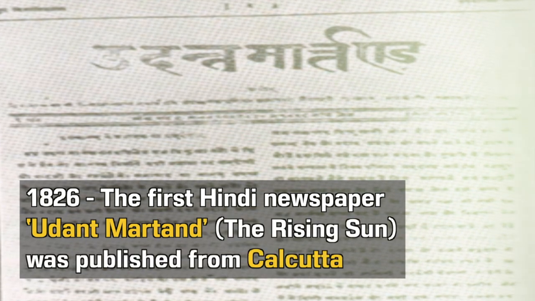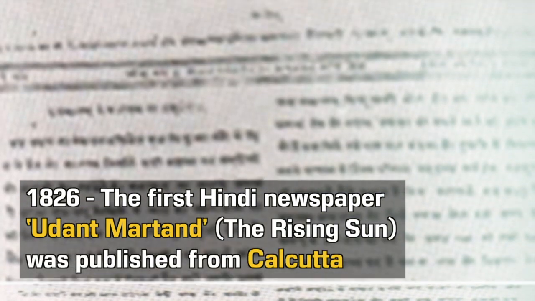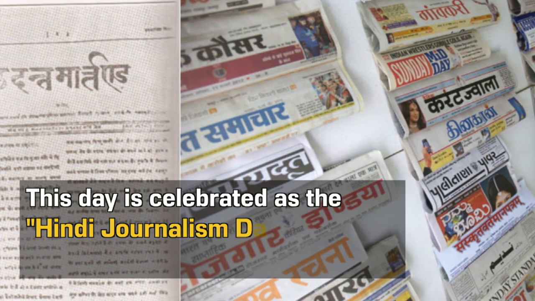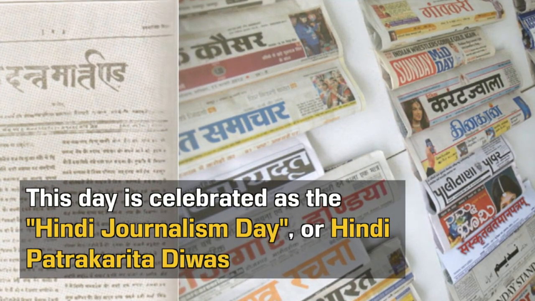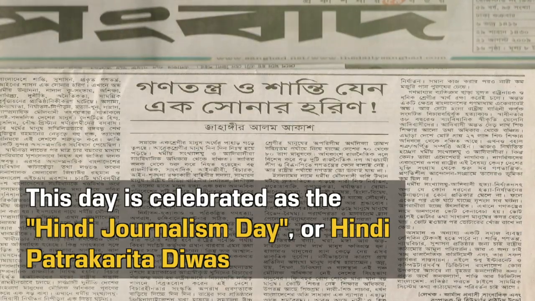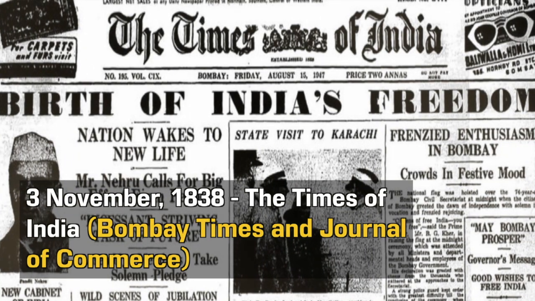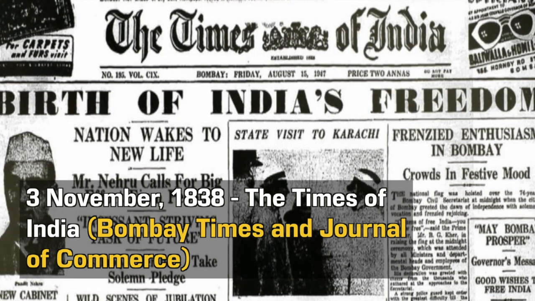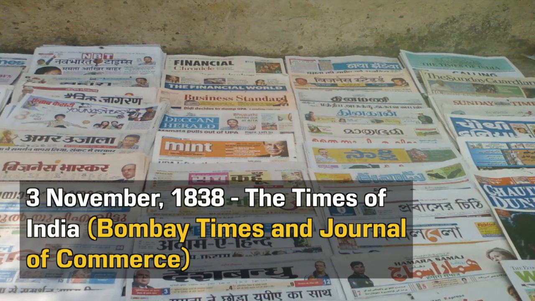1826, the first Hindi newspaper, Udant Martand, The Rising Sun, was published from Calcutta. This day is celebrated as Hindi Journalism Day or Hindi Patrakarita Divas, as it marked the beginning of journalism in Hindi language. 3rd November 1838, The Times of India issued its first edition as the Bombay Times and Journal of Commerce.